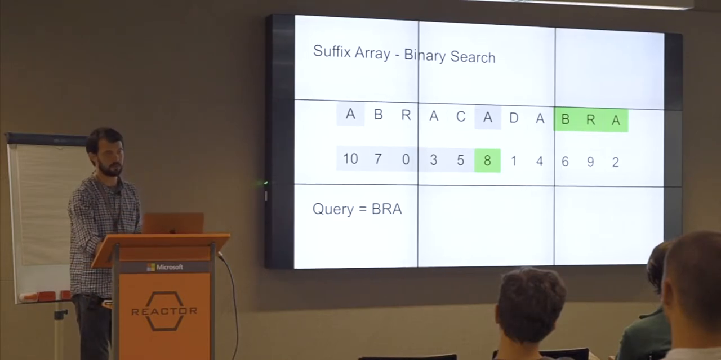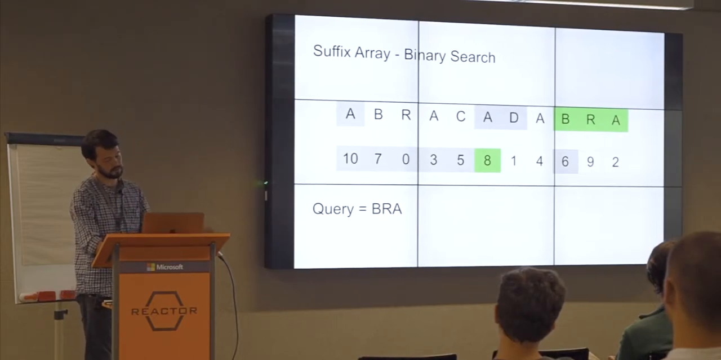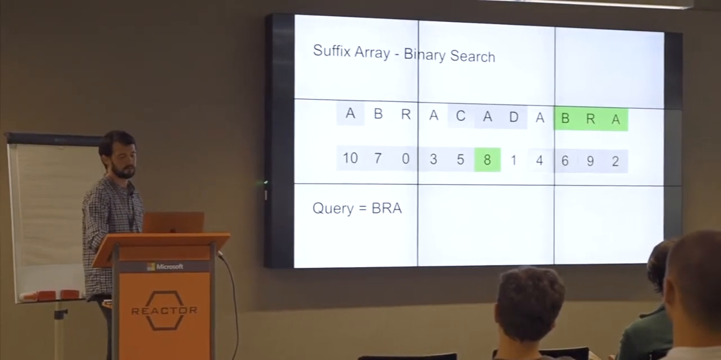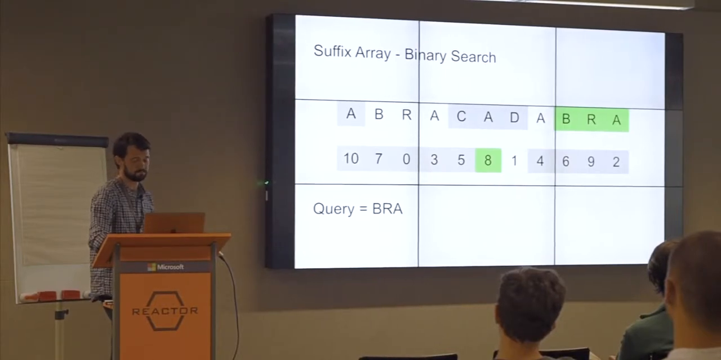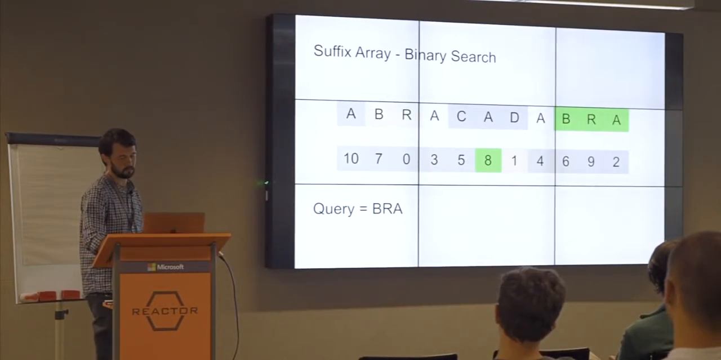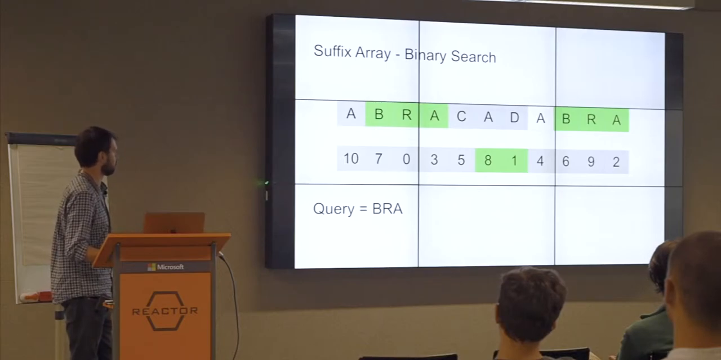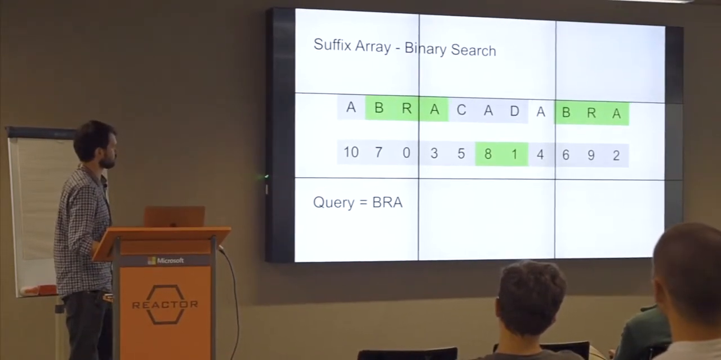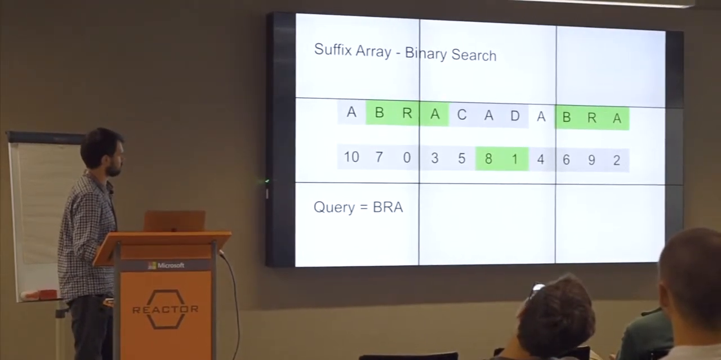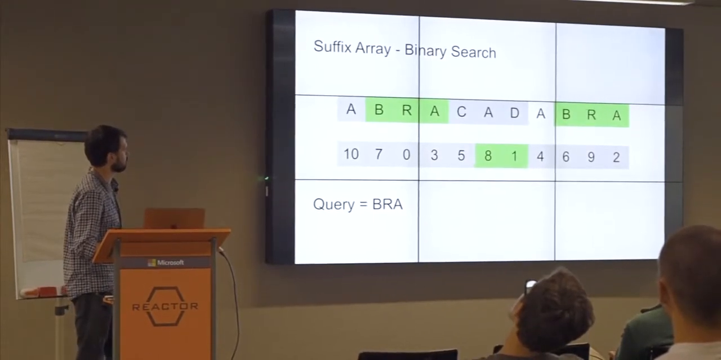So now we need to find the upper bounds. 6 is a D, so we can discard everything above. 4 is a C, and we've found the upper bounds of our block. So we've found that there's 2 occurrences of the string bra at positions 8 and 1 in the original string.